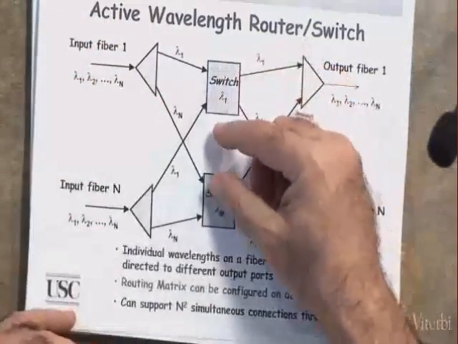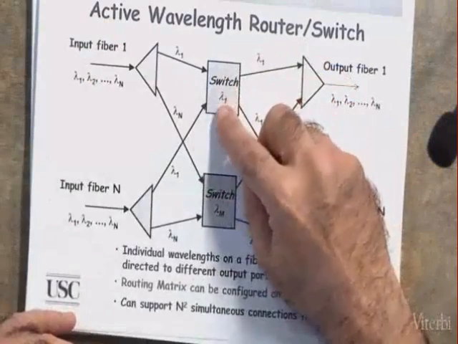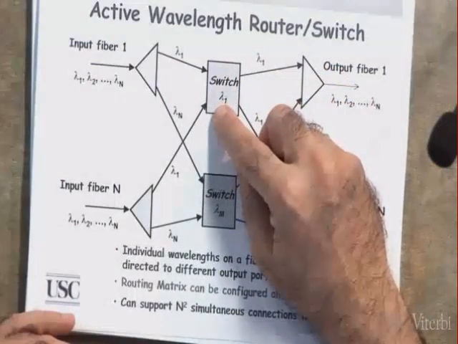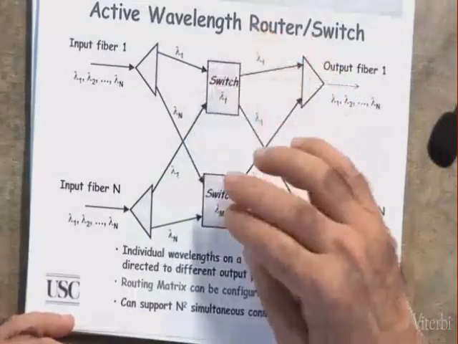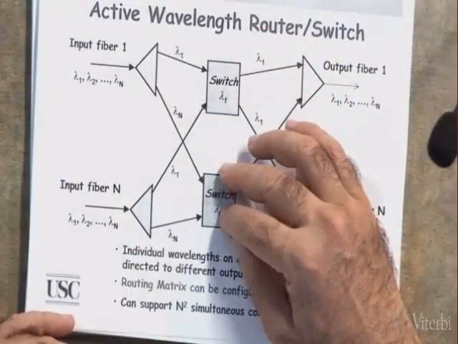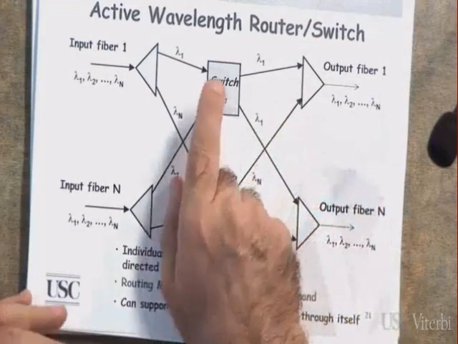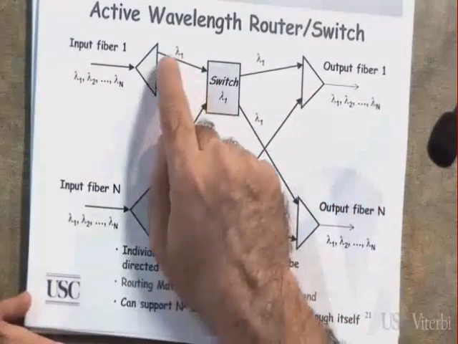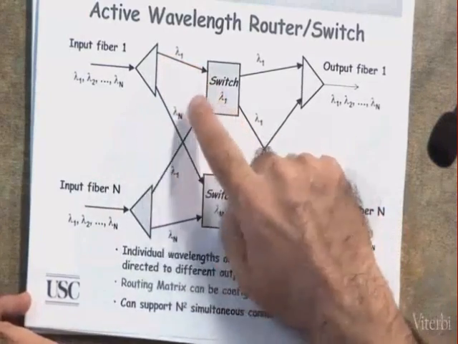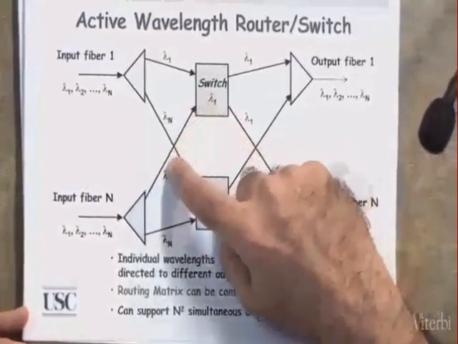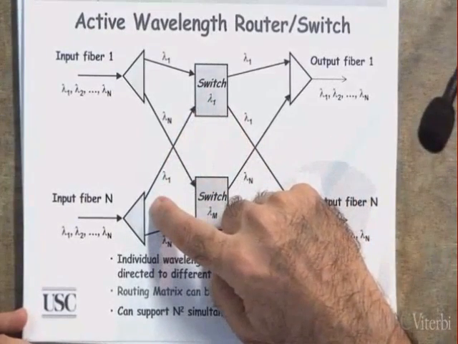I'm going to have switches in the middle. Each one at a certain what? Wavelength. Which means what? This one only switches what? Lambda 1. This one only switches lambda n. Clear? So what do I have? If this only switches lambda 1, I'm going to take the lambda 1 from here, the lambda 1 from here, the lambda 1 from here, the lambda 1 from here. Did you get my point or not?